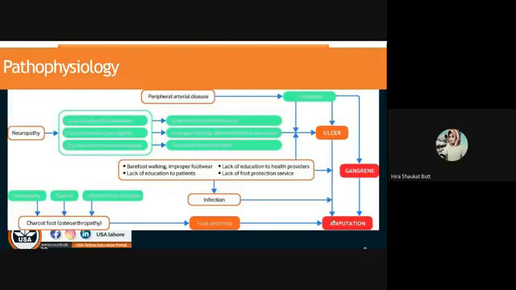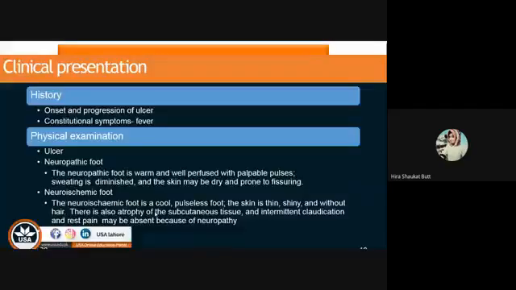So this is the pathophysiology. You have to focus on the neuropathy and the associated changes. You have to discuss the peripheral arterial changes and the resultant changes, and you have to go through the infection and some other things. All right. So these are the factors you have to memorize when you prepare for your exam.